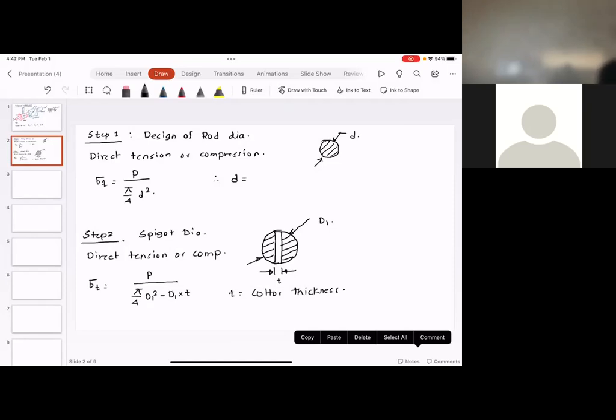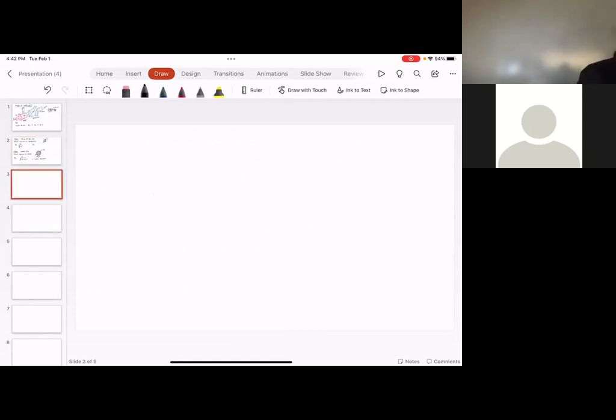Now, one thing to observe is that here there are two dimensions. There is D1 and there is T. And we just have one equation. So with one equation, we cannot find out two unknowns. So we need one more equation. And for that, we would consider the failure of quarter. So step 3, and I'm going to call this crushing of quarter.